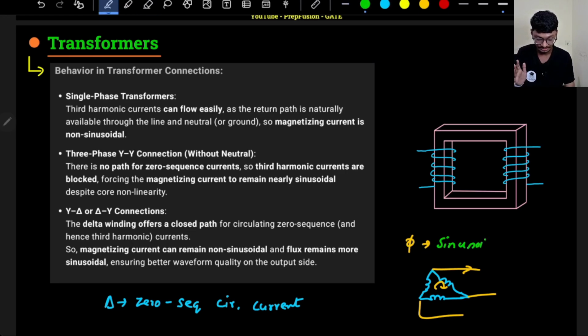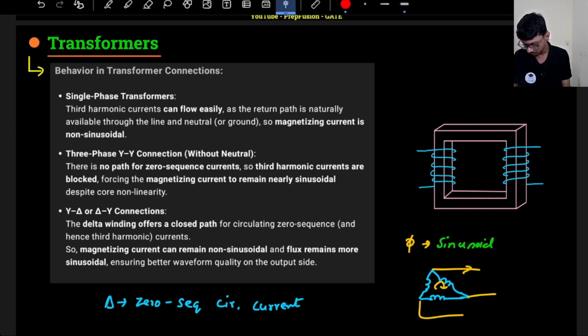So that is the advantage, and that's why in most cases you will see we use a star delta transformer. Star we use because our generator is generally connected in star with a neutral, so we need the neutral, and delta is used for transmitting, right, to the transmission line. So that is the case over here basically.